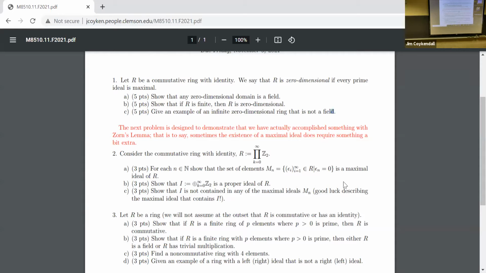If you can write down generators or relations or anything like that for the maximal ideal that contains that particular I, I'll give you an A in class. Take off the rest of the semester. The last one's kind of for fun.